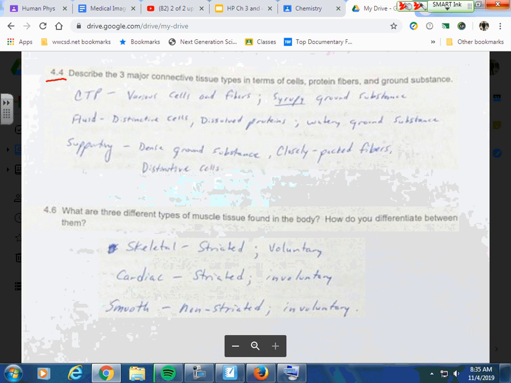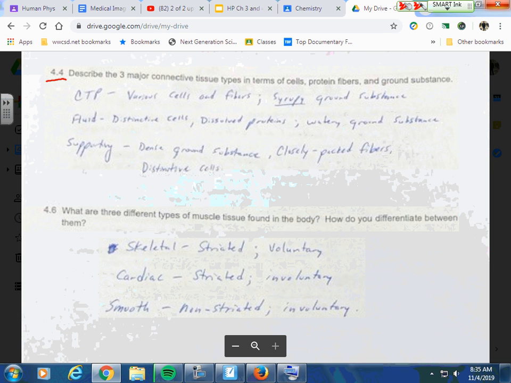So these have kind of a syrupy ground substance, which means like syrup. We have fluid, which, as you can guess, has a very watery ground substance. This does have distinctive cells, like distinctive blood cells and white blood cells. Dissolved proteins, so we don't really have those protein fibers, which, if we did, would make it hard for it to flow, because usually the protein fibers add some strength and stability.